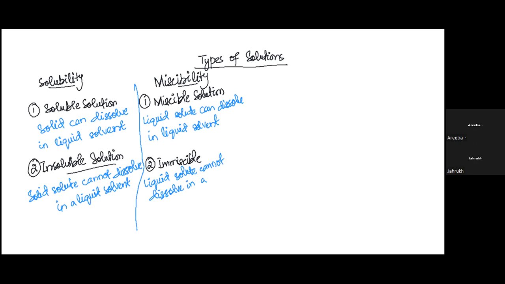Make sense? Okay, sir. Good. I think these are pretty easy definitions. And along with these definitions, you can obviously come up with examples. For example, you can always tell me an example for soluble solution. Can you?